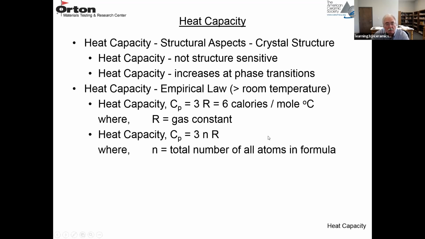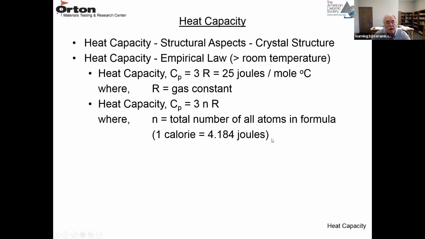There are many derivations that we're not going to go over in this course that actually derive heat capacity versus temperature. So, just looking at it a little differently, instead of calories, we'll look at it in terms of joules.